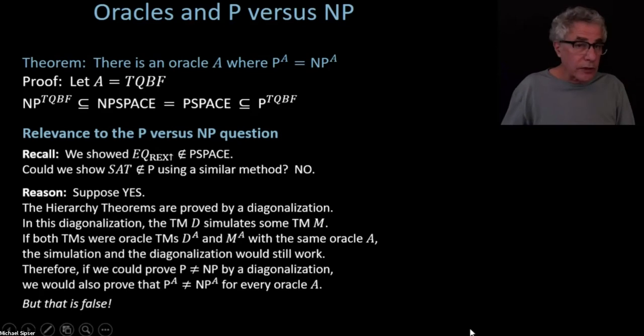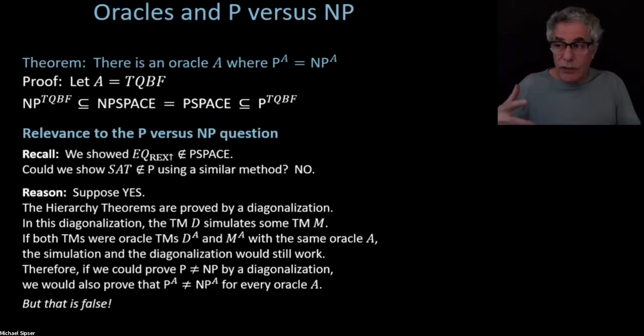And this comes up all the time. People make proposed solutions where they're trying to show P different from NP. One of the very first things people ask is, well, would that argument still work if you put an oracle there? And often it does, which points out there was a flaw.